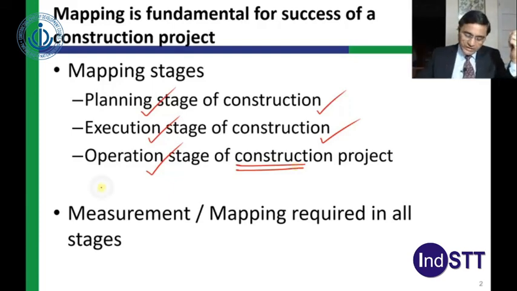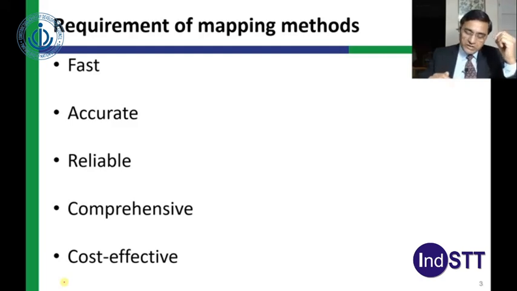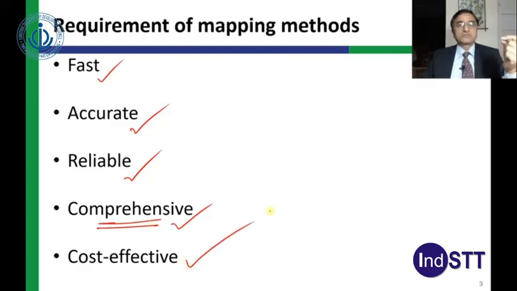So for all these, we need a mapping technology, and because of the modern requirement of quality, of speed, the technology that we use should be fast, it should be accurate, it should be reliable, okay, it should be comprehensive. When I say comprehensive, I mean once I operate in that area, map that area with the technology, I should be able to map everything. There should not be any confusion. I need not go to the ground again and again. Okay. Finally, the method should be cost effective.